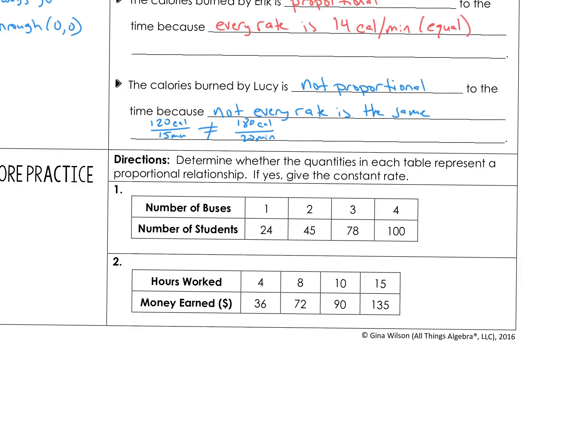All right, so 24 students for one bus gives us a rate of 24 students per bus. 45 students for two buses gives us a rate of 22.5 students per bus. 78 for three buses is 26 students per bus. And 100 students for four buses is 25 students per bus. So this is not proportional.